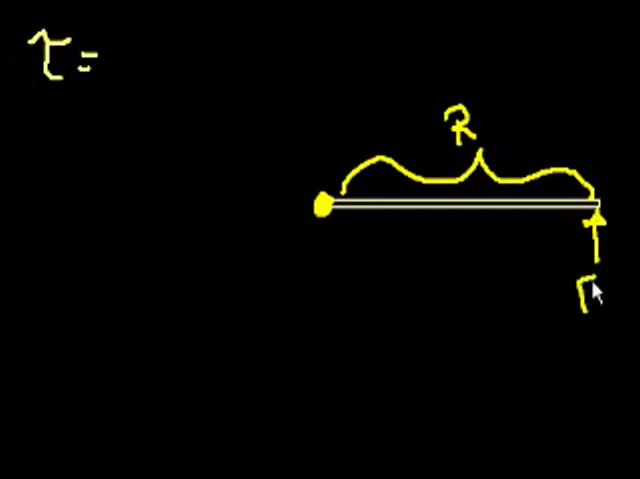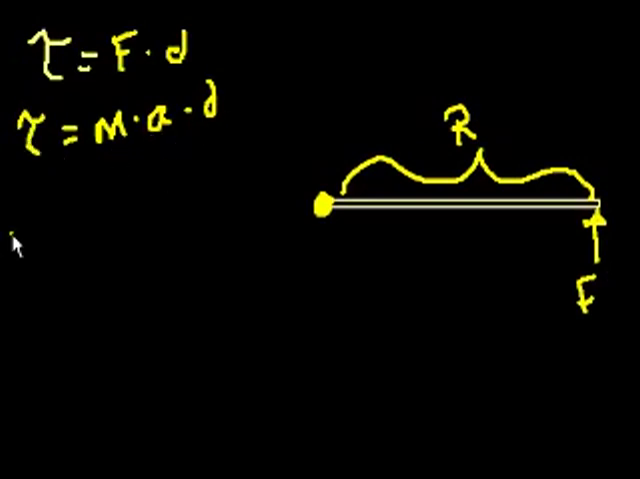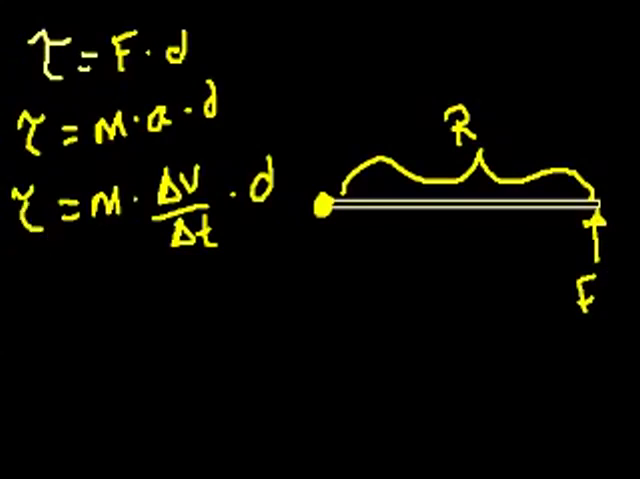this force is F. So we know that the torque is this force times the distance, right? Torque is force times the distance. And then we also know that force is equal to mass times acceleration, times distance. So torque is equal to mass times acceleration times distance. And what is acceleration? Well, that's equal to mass times change in velocity over change in time, times distance.